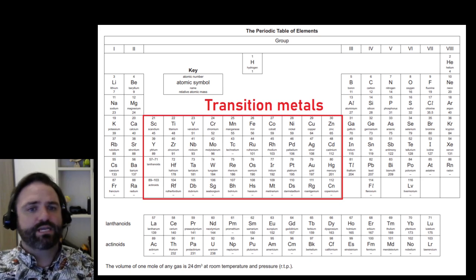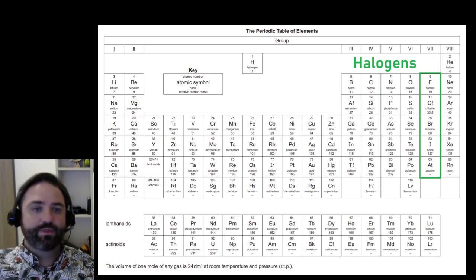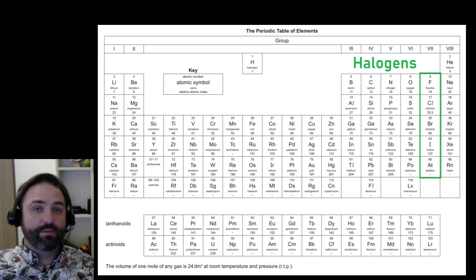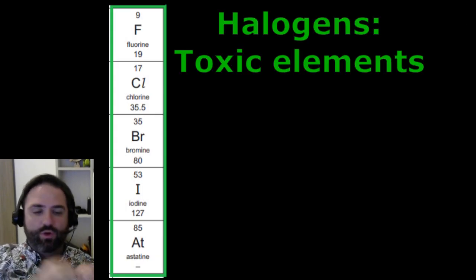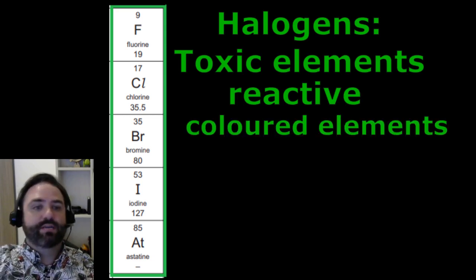Let's go over to the other side of the periodic table now and look at Group 7. Here it is: fluorine, chlorine, bromine, iodine. This group also has a name. The elements in this group are called the halogens. Some properties of the halogens: they are all toxic elements. They're all quite reactive, and they're all colored. This time the actual elements themselves are colored.